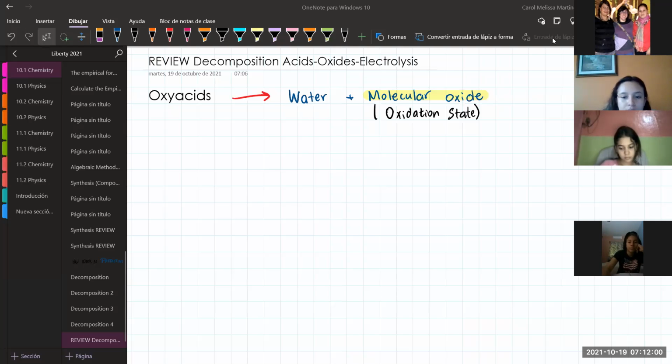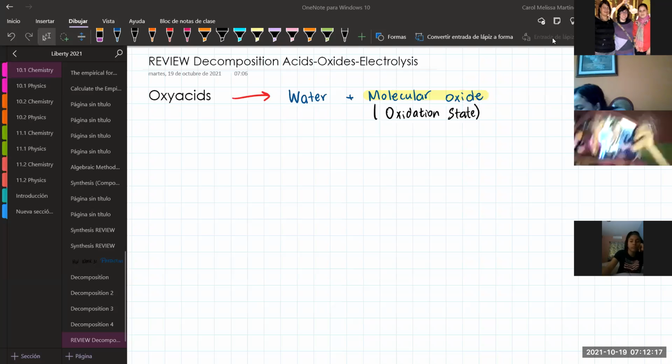Okay, so consider these oxyacids, acids that contain oxygen. By decomposition, they produce water and a molecular oxide that will depend on the oxidation state. Now, for this molecular oxide and the oxidation number calculation, you need to take into account two rules.